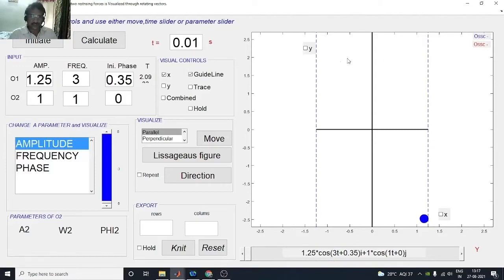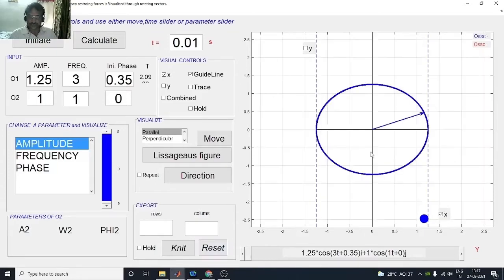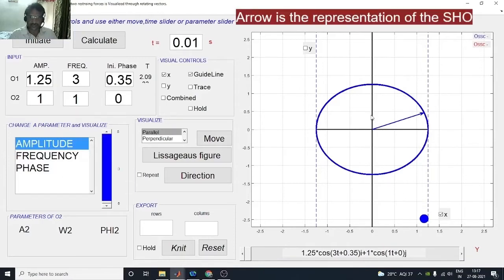Also, there is a rotating vector concept which can be used to describe the same motion, which was shown in one of my earlier videos. It is something like this. So at t equal to 0, this is the representation of this oscillator. Similarly, we have a second oscillator whose amplitude, let us say, is 2.17. To start with, let us keep the frequency same and some other initial phase.